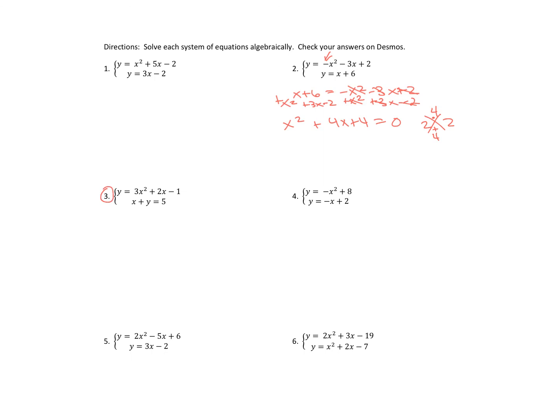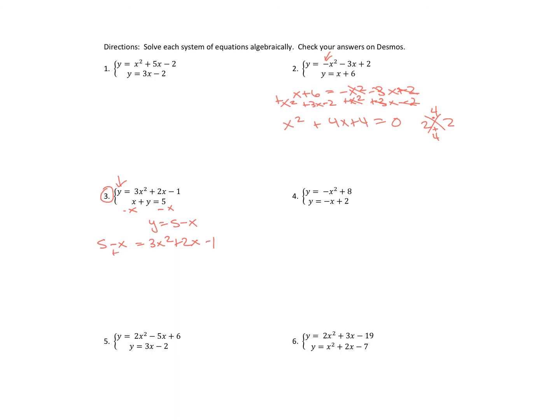Number 3, in order to use substitution, I have to have it x equals or y equals. It doesn't really matter which one you do. I tend to like to solve for y, so I would subtract x from both sides, and I get y equals 5 minus x. And now I'm ready to substitute that in for y in my top equation. So I have 5 minus x equals 3x² plus 2x minus 1. This is a line and a parabola. Because it's quadratic, I'm going to get everything on one side equal to 0.